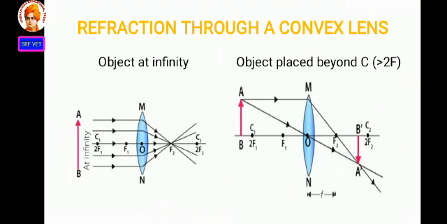When an object is placed behind the center of curvature, a real and inverted image is formed between the center of curvature and principal focus. Here AB is the object, A dash B dash is the image. Real and inverted image. Okay, the size of the image is smaller than the object.